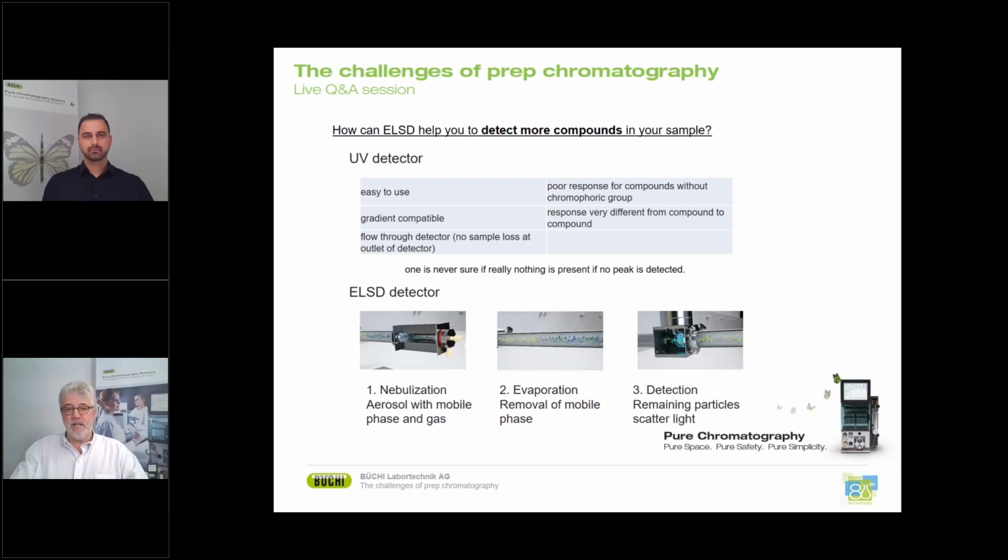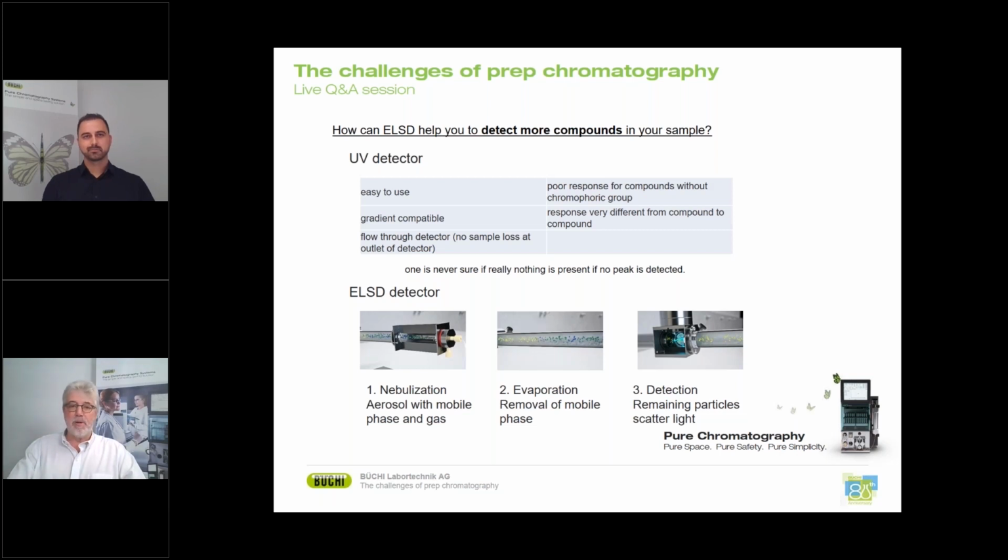So as an addition, or as a backup, or as a different technique to overcome these negative points, the light scattering detector has been introduced. It became more and more popular also in the purification market segment over the last, I would say, 8-9 years maybe. So let's have a look first at the principle of that detector.